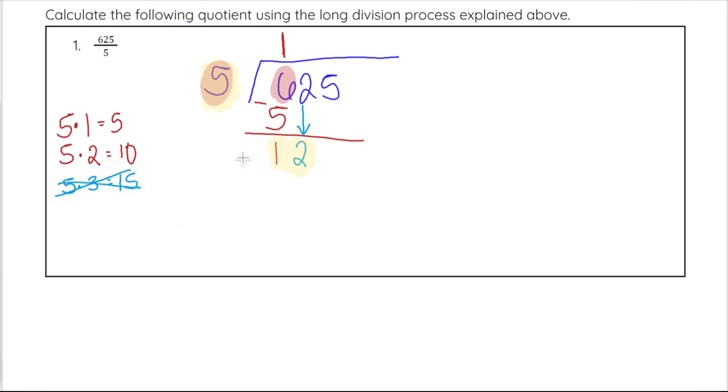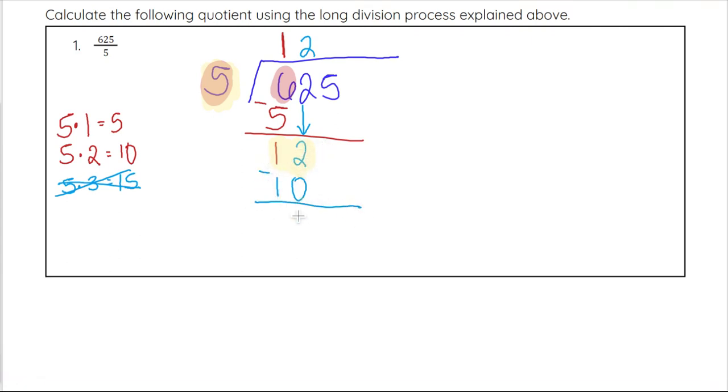So the biggest number that I can multiply 5 by to keep it under this 12 would be the number 2. So I'm going to put a 2, always lining up from left to right over the left digit, next digit, so on and so on. So now we have 2 times 5. 2 times 5 is 10, so we put that under the 12, and we subtract. You can do 12 minus 10 as a whole.